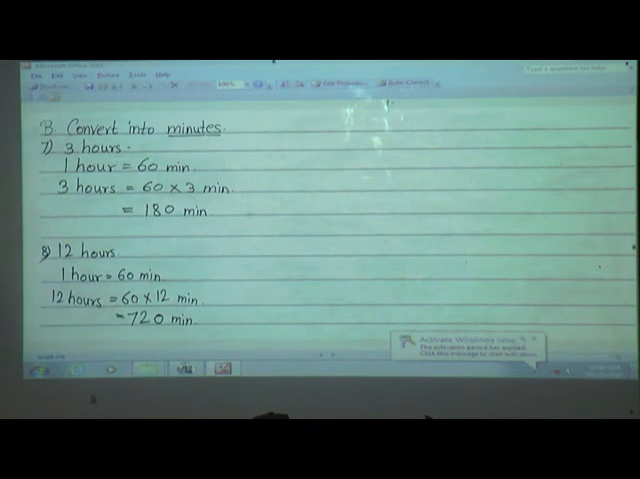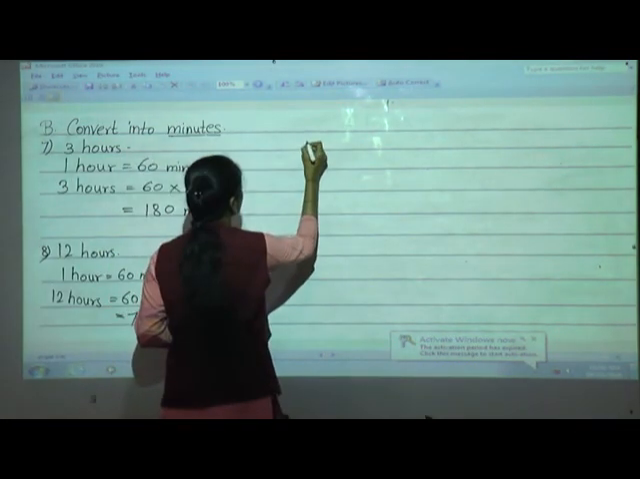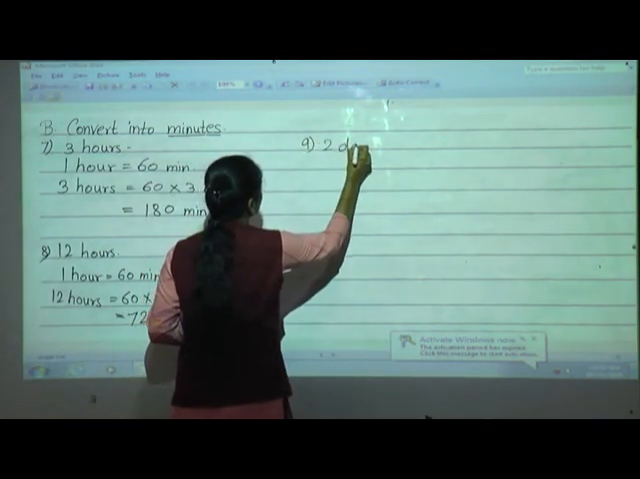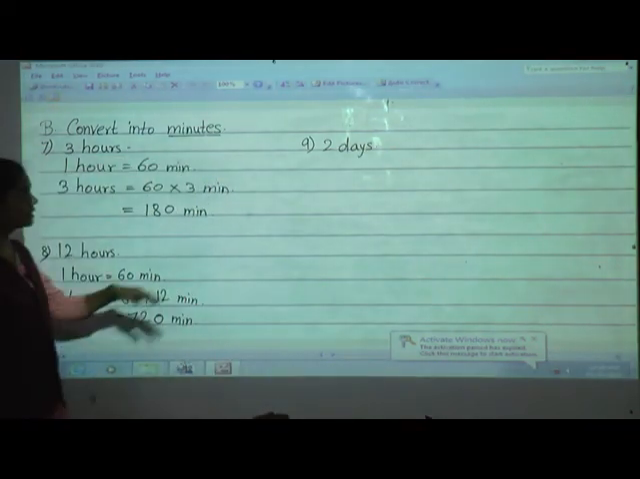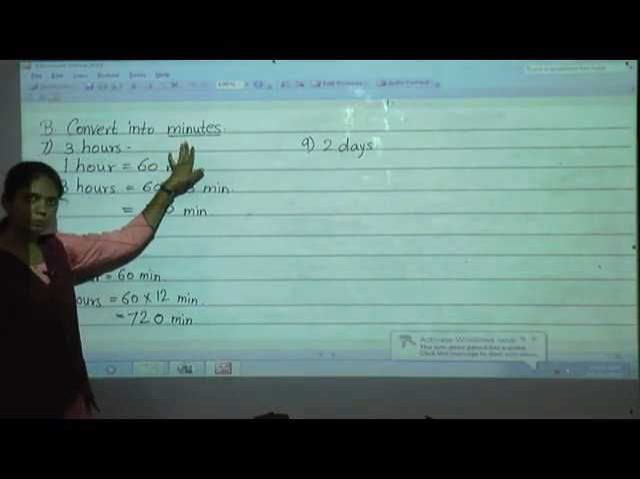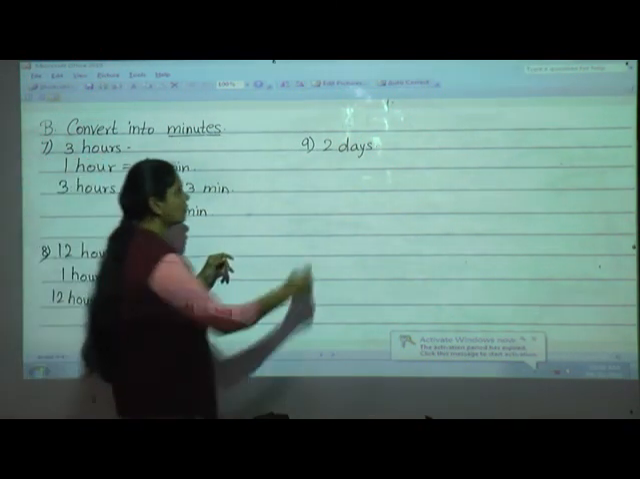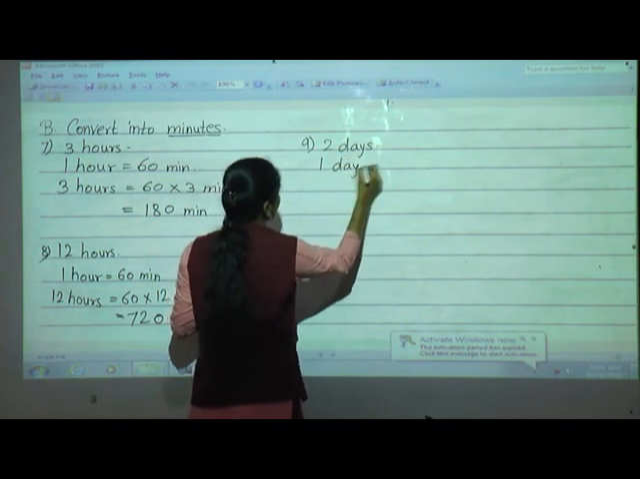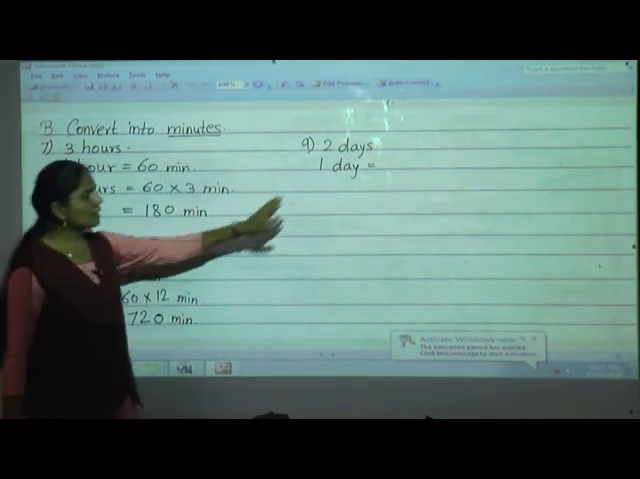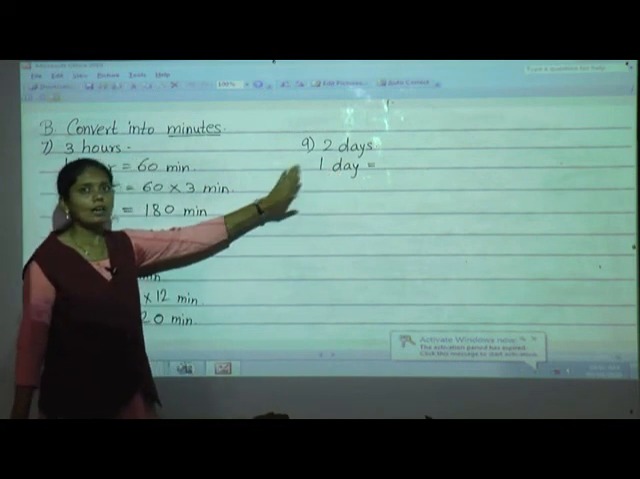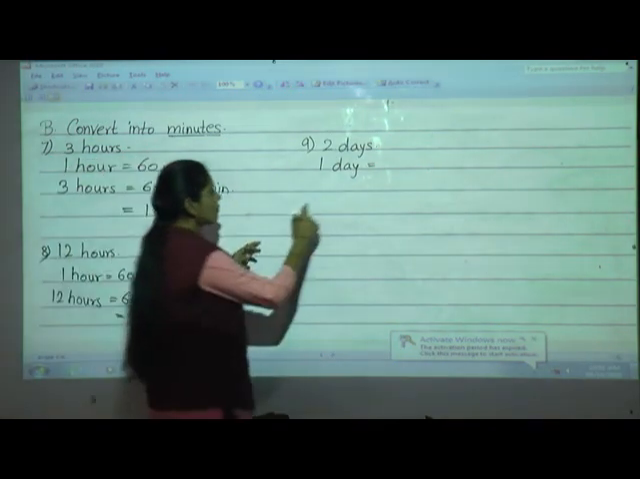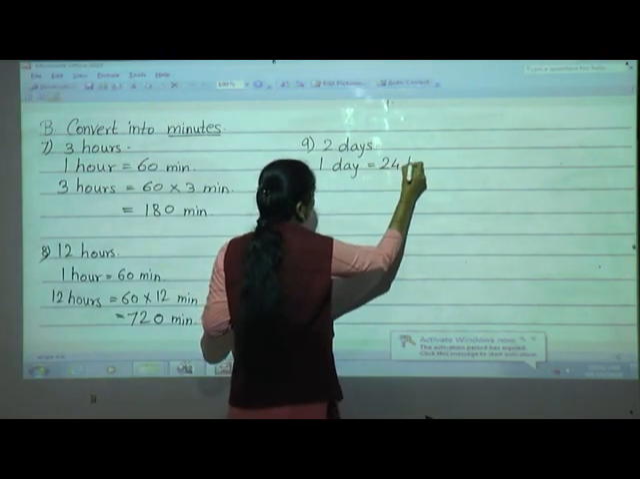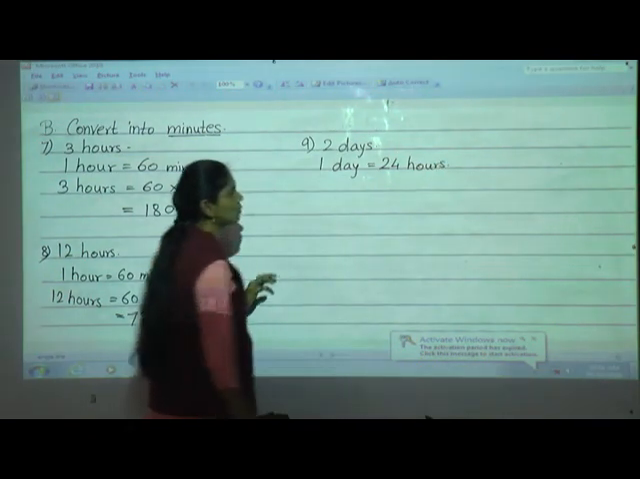9th number example, 2 days. See here, days are there, and these days we have to convert into minutes. Okay. So first what will we write? 1 day is equal to, first we will convert these days into hours, and then those hours we will convert into minutes. Okay. So 1 day is equal to 24 hours.